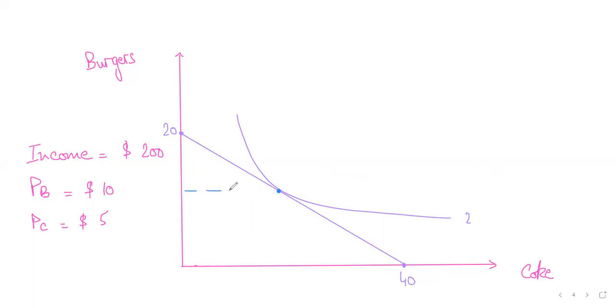Hence the consumer will wish to operate on indifference curve 2, and this point will be known as the consumer equilibrium point, where the budget line and indifference curve are tangent to each other. This point will show you how many units of Coke will a consumer consume, and how many units of burgers will this consumer consume, right? That's what this equilibrium point will show you.